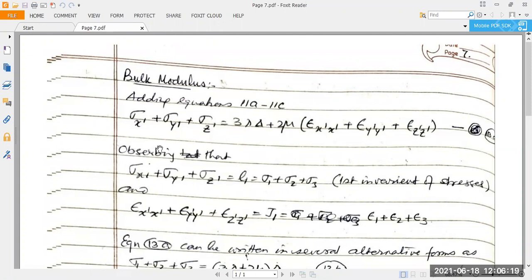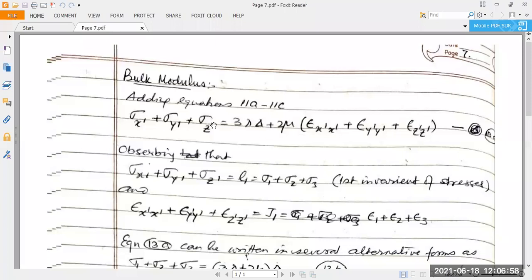So in equations 11a and c, we have sigma x dash, the stress, in terms of strain: sigma x dash is lambda into delta plus 2 mu epsilon x dash. Similarly sigma y dash and sigma z dash, and we add them together. The left hand side is sigma x dash plus sigma y dash plus sigma z dash, and the right hand side is (3 lambda plus 2 mu) multiplied by epsilon x dash plus epsilon y dash plus epsilon z dash.